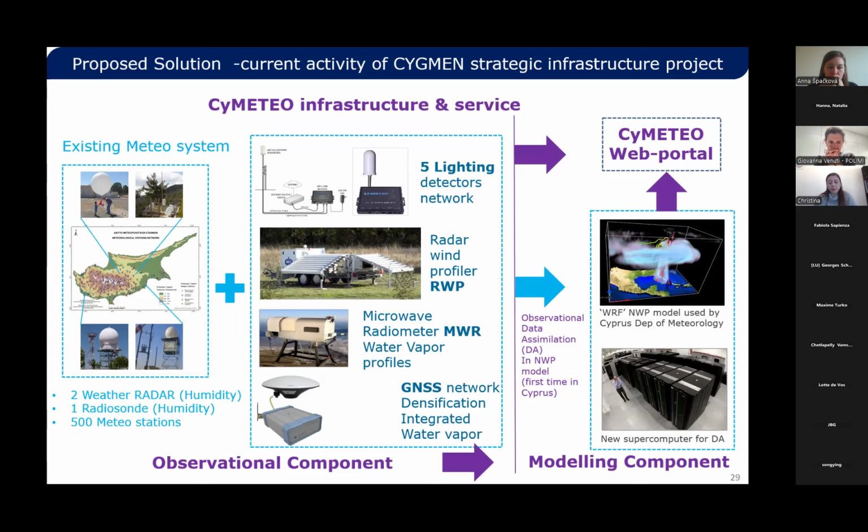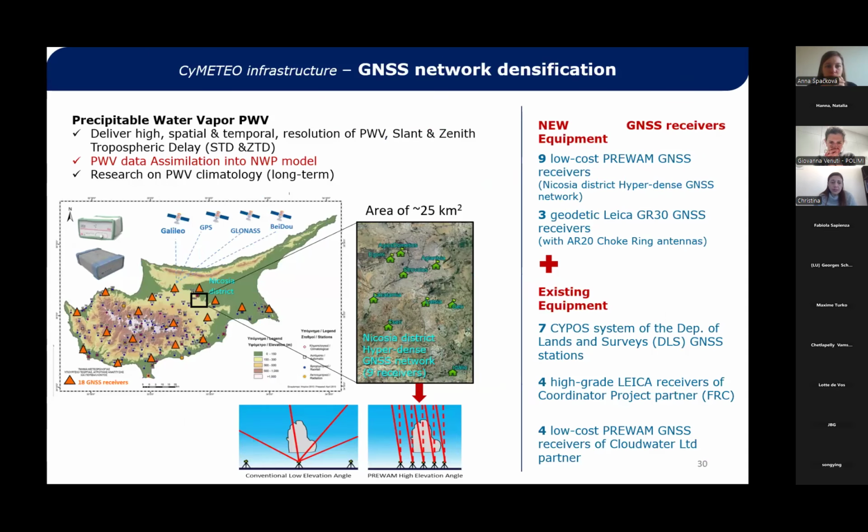All this data will be assimilated in the WRF model, which the department now does not have the capability for because of the cost and also because they are understaffed. So this is the capital city, you can see, which is an area of 25 square kilometers. We aim to build 9 receivers. At the moment, we have 3.